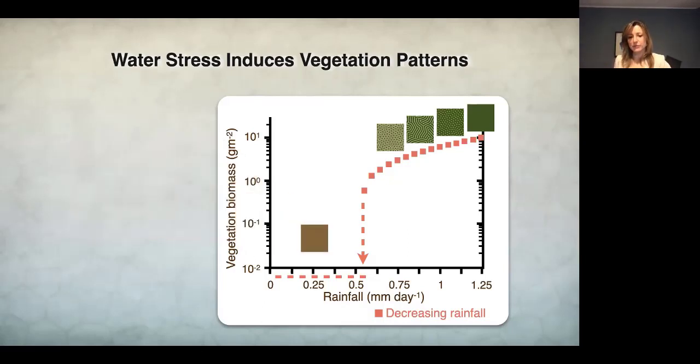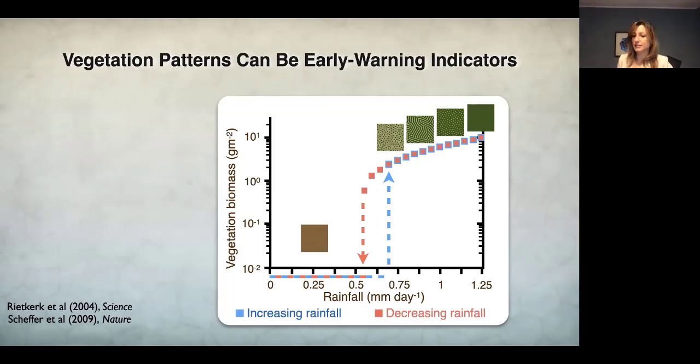If you ask what happens if rainfall comes back, the system can recover, but will pass through the same succession of patterns. But notice that it requires a lot more water to recover the system than it did when we lost it. So this isn't really great news at all. But there is a silver lining, and that comes from the patterns.